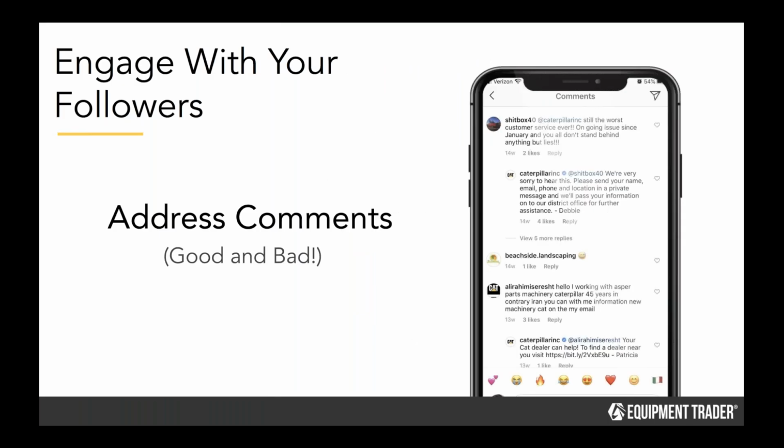You want to make sure that you are checking your notifications, your comments, your private messages regularly, and make sure to respond as soon as you see a message, ideally within 24 hours. Keep in mind that Facebook shows how quickly you respond directly on your business page, and first impressions are everything on social media.